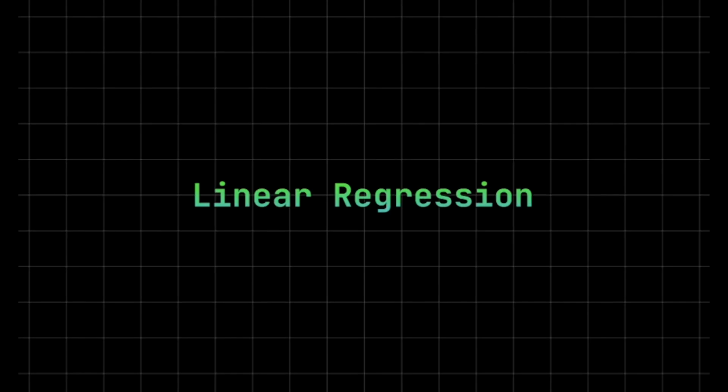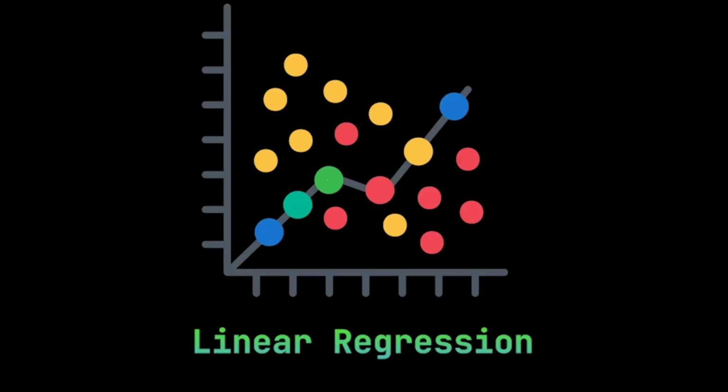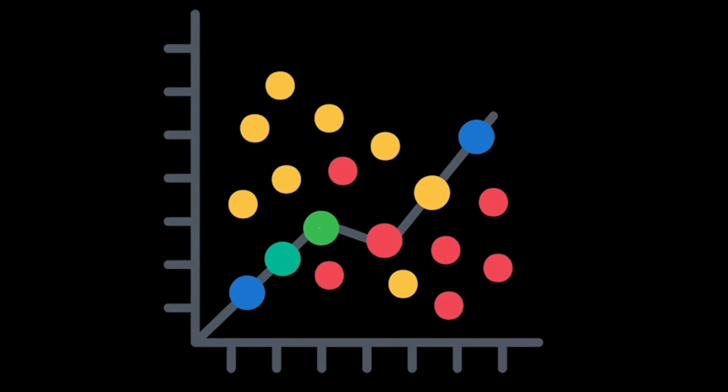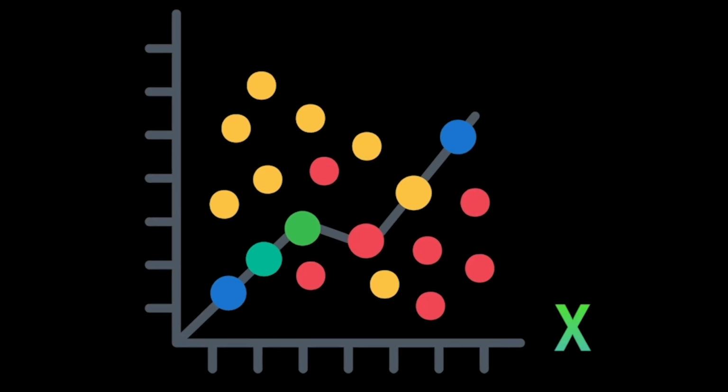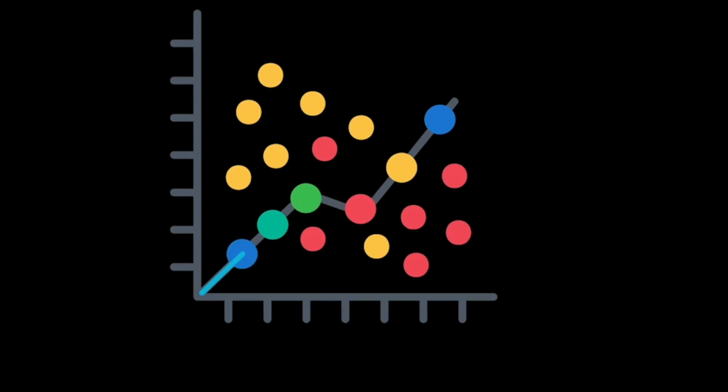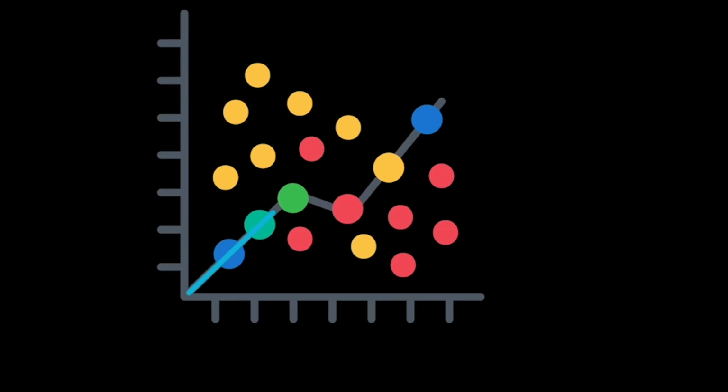Linear regression. Linear regression, one of the most fundamental algorithms in machine learning and statistics. Linear regression models the relationship between an independent variable and a dependent variable by fitting a straight line. This line, defined by a slope and an intercept, represents how changes in the input affect the output.